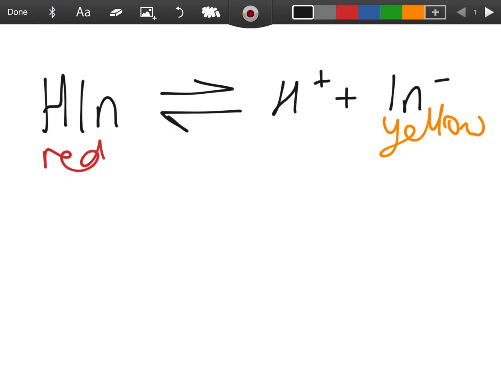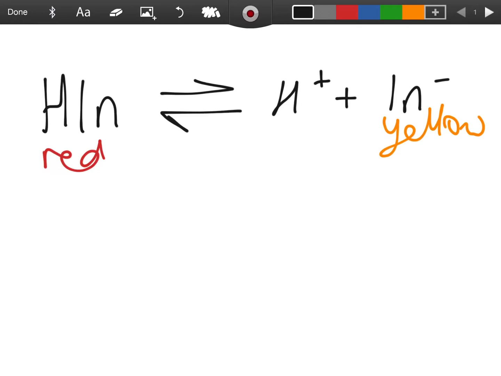Indicators, mainly from chapter 18, pH and indicators. So what is an indicator? An indicator is a substance that changes colour. It indicates, by changing colour, the pH of a solution. It'll tell you, by changing colour, if the indicator has been put into an acid or a base.